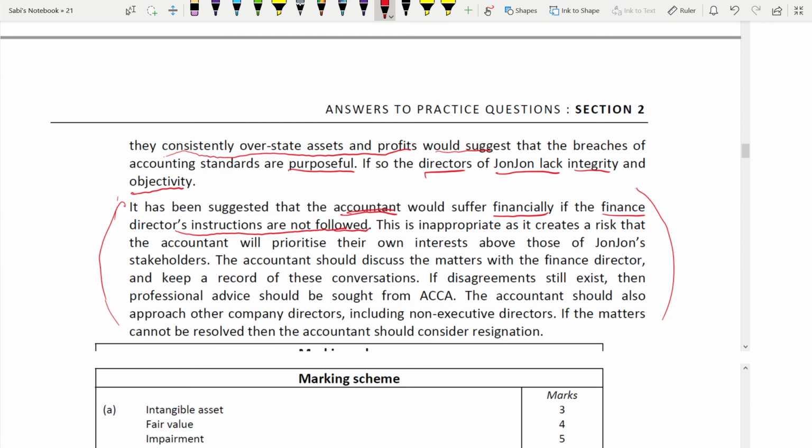So this is inappropriate. Definitely, all the director's instructions are inappropriate, as it creates a risk that the accountant will prioritize their own interests above those of Johnson's stakeholders. Isn't it a risk? It's a risk that the accountant might prioritize their own interest. The accountant should discuss the matters with the finance director. Number one.